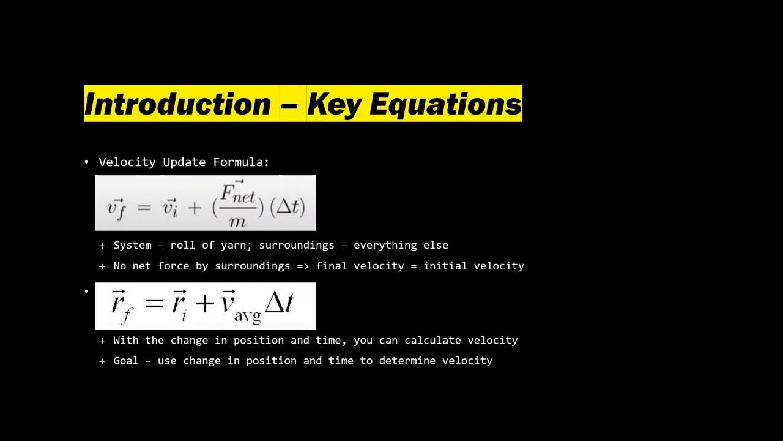And then the position update formula right here demonstrates how I was able to calculate velocity using Tracker, or how Tracker is able to do it, and also how I was able to do it in GlowScript. If you have a change in position over a given period of time, then you know the average velocity, and this is how I calculated the velocity.